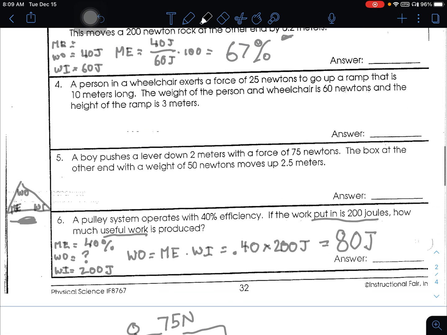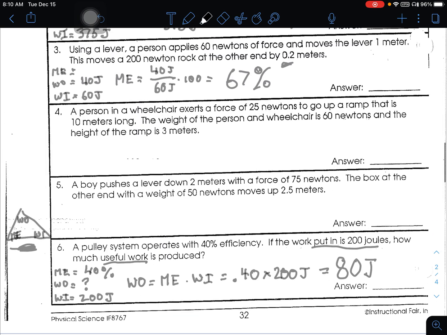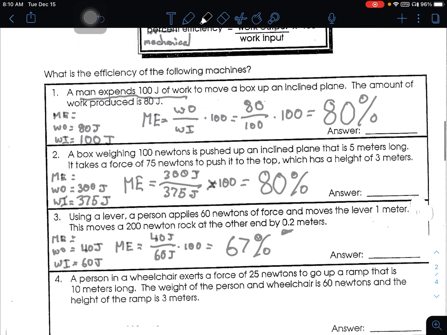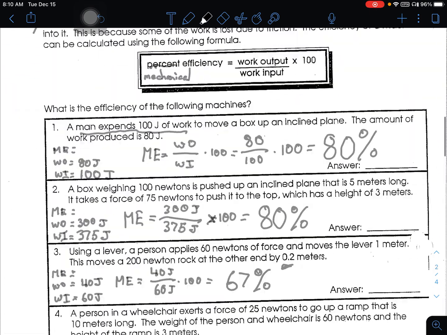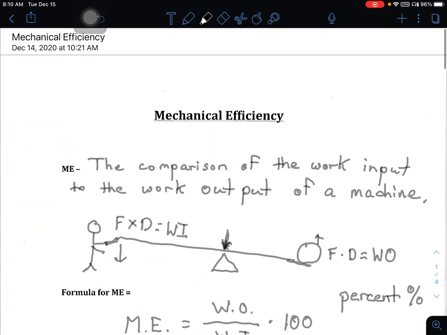Okay, so that leaves you on your own to complete those two problems. Okay, and when you are done, this is going to need to be submitted to the assignment entitled Mechanical Efficiency.